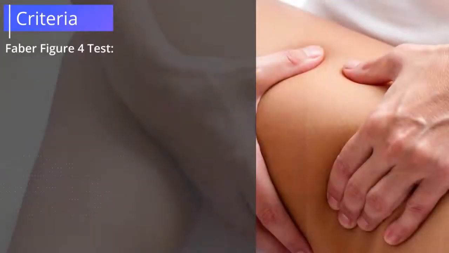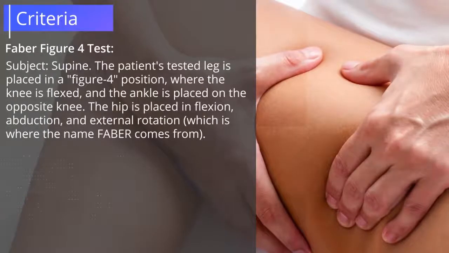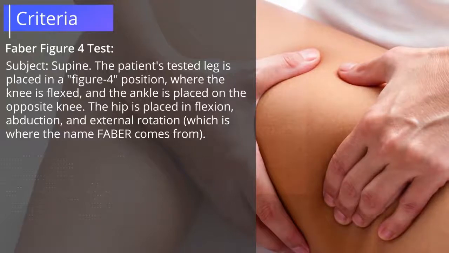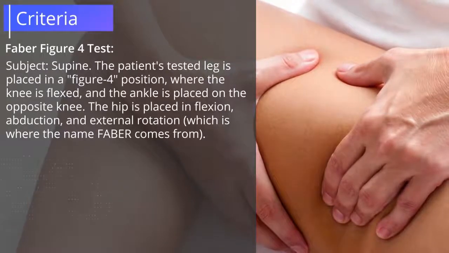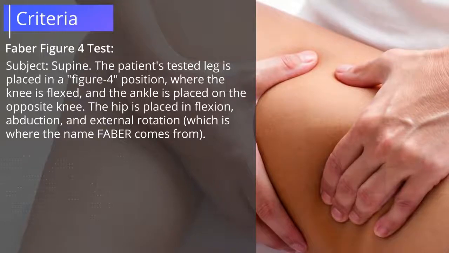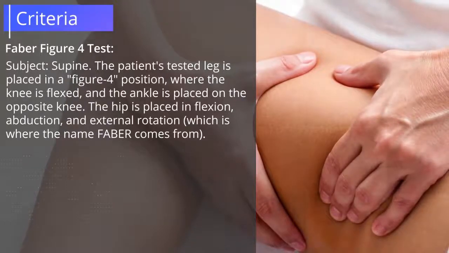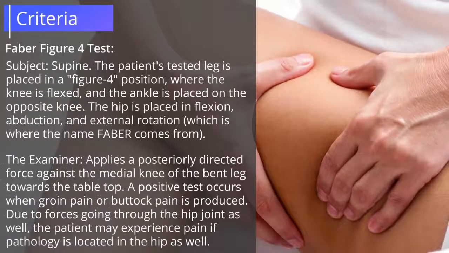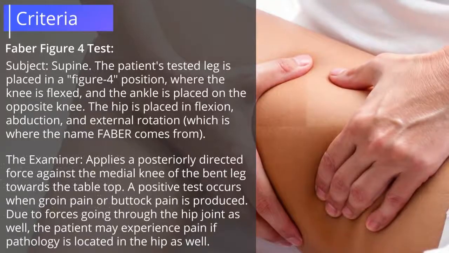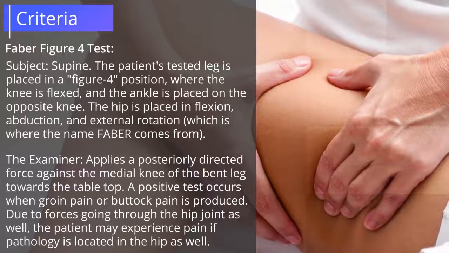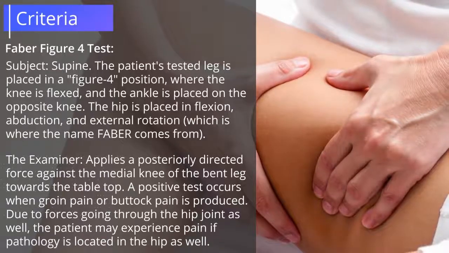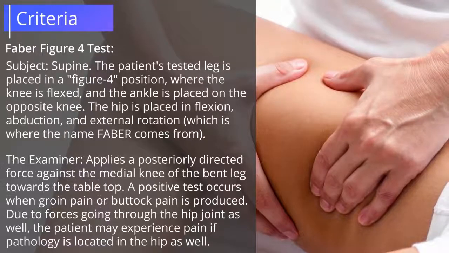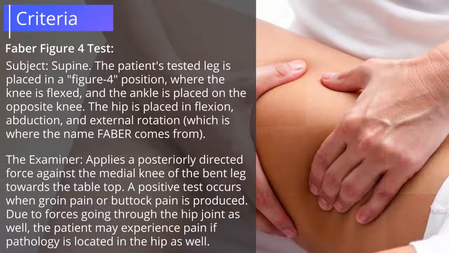Faber figure 4 test. The subject should be supine. The tested leg should be placed in a figure 4 position, where the knee is flexed, and the ankle is placed on the opposite knee. The hip should be placed in flexion, abduction and external rotation, the acronym of Faber. The examiner should apply posteriorly directed force against the medial knee of the bent leg towards the tabletop. A positive test occurs when groin pain or buttock pain is produced. Due to forces going through the hip joint as well, the patient may experience pain if the pathology is located in the hip as well.